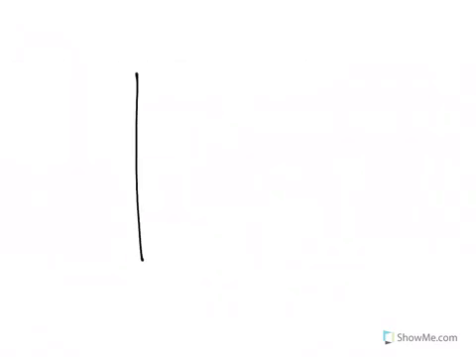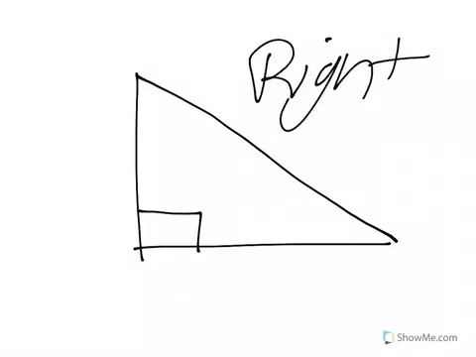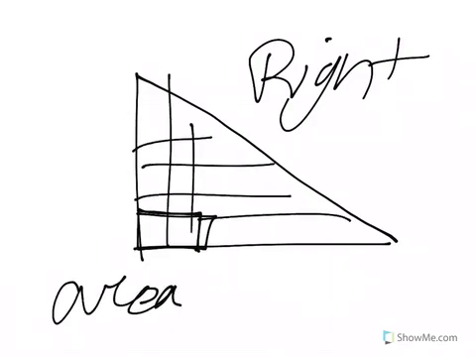So if we have a 90-degree angle, and then we connect these 2 points, this is called a right triangle, because it's a triangle, obviously, 3 sides, that has a 90-degree angle. Now, if we want to find the area of a right triangle, we want to figure out what the inside of this triangle would be, then we're going to use a very specific formula.